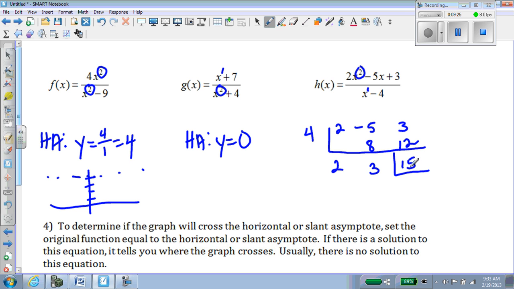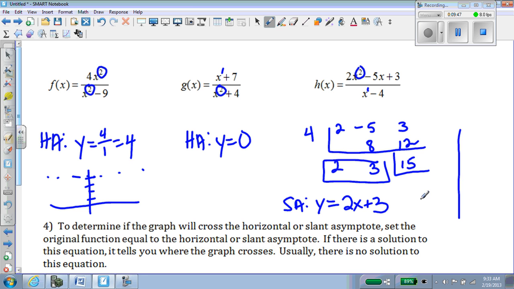If I had seen a 0, it would mean that I should have factored my numerator because I could have canceled my x minus 4. Okay, so my slant asymptote is at y equals, this is x squared, this is x, 2x plus 3. So it's going to be up 2 over 1, up 2 over 1. This is going to be my slant asymptote.